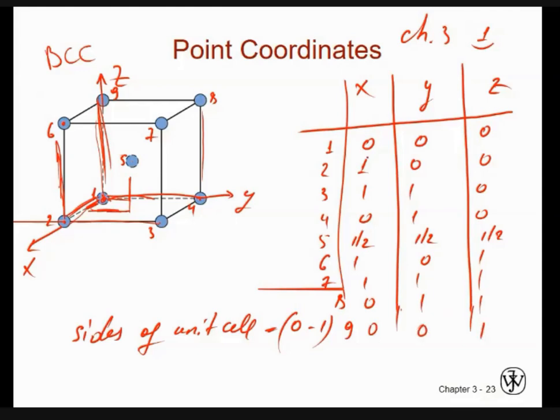So that's the point coordinates of all atoms in the BCC unit cell. And I assume you can solve the same thing for FCC. Just try it for yourself.